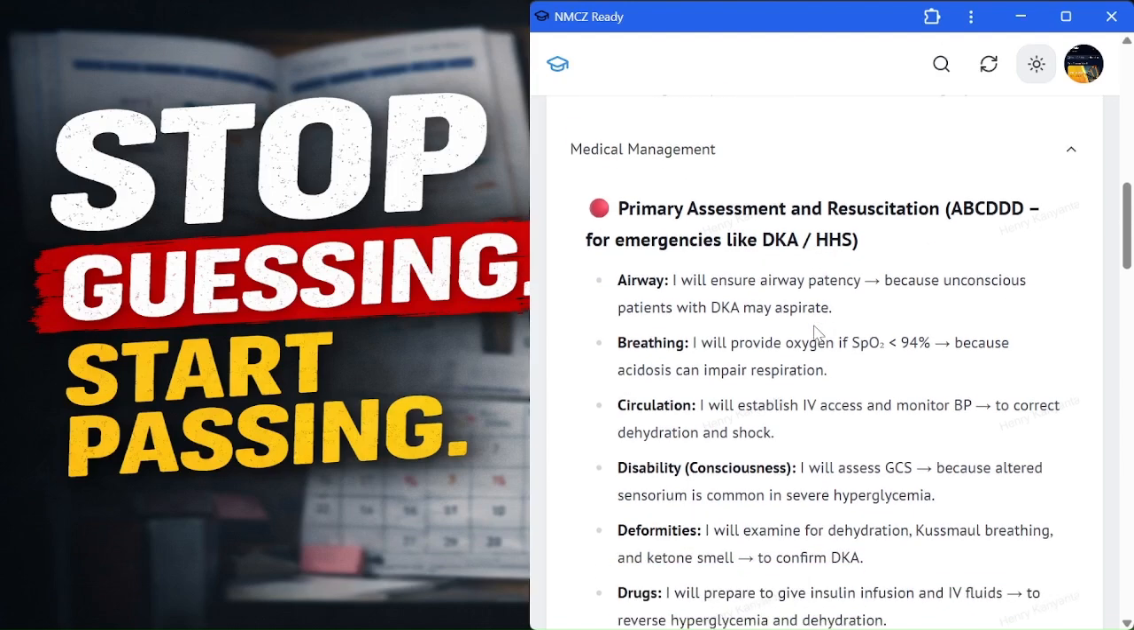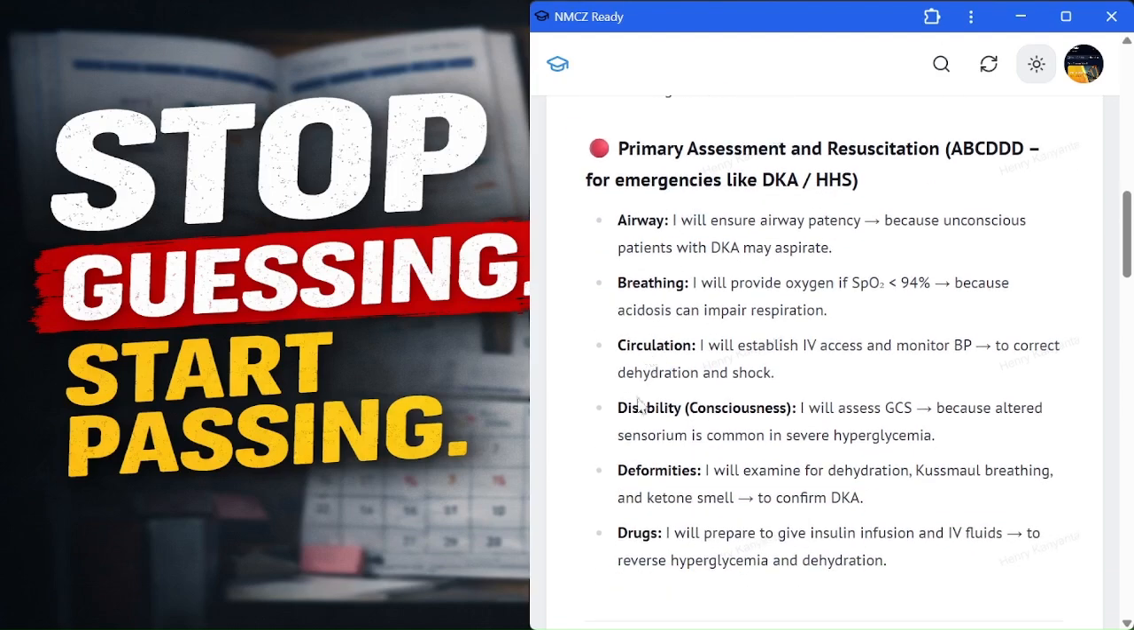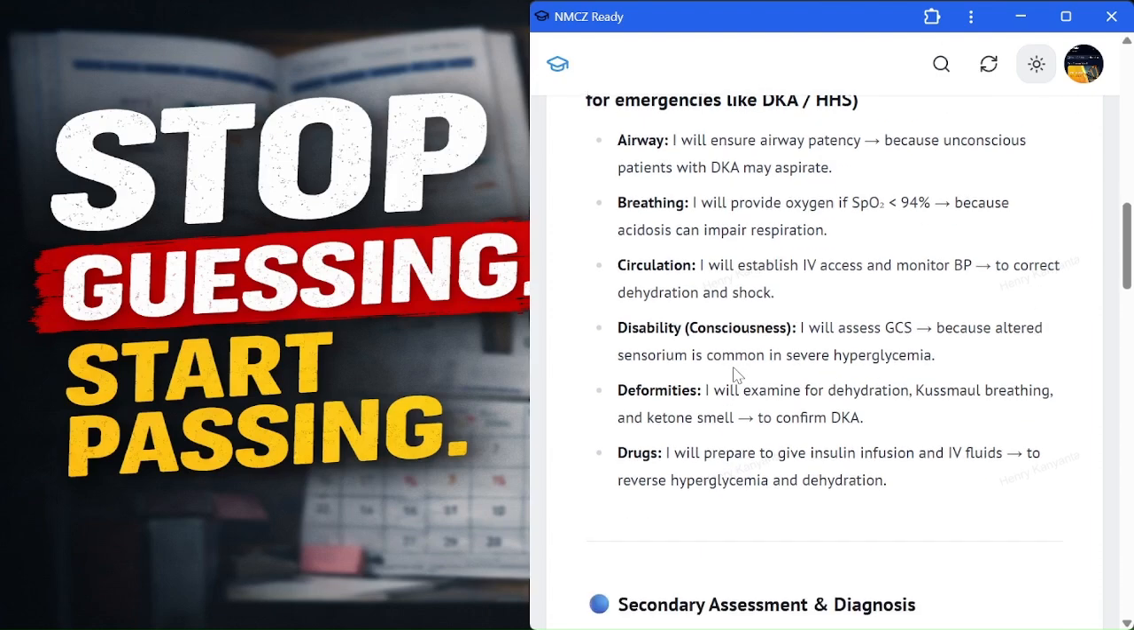So we're going to resuscitate following the A, B, C, D, D, and D. Airway, we ensure that the airway is patent because unconscious patients may aspirate secretions. We ensure that the breathing is controlled, provide oxygen because acidosis can impair respiration. Then circulation, we establish an IV line, we monitor the blood pressure and correct the dehydration and shock. Then disability or degree of consciousness, we assess using a Glasgow Coma Scale because altered sensorium is common in severe hyperglycemia.